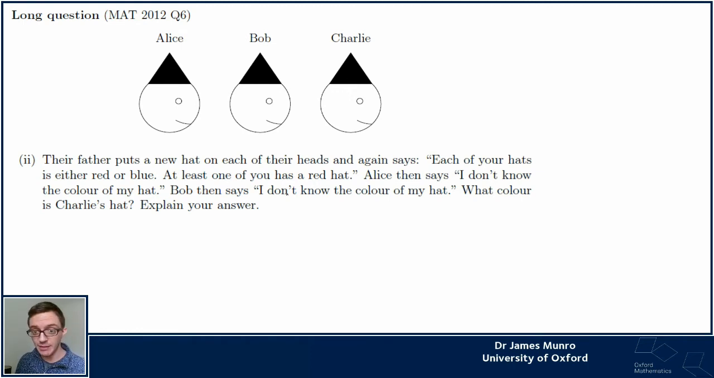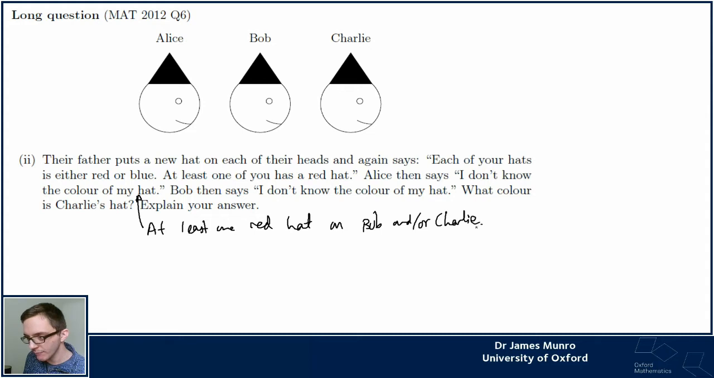Remember, in part 1 we had the case: if Alice can see two blue hats, Alice can deduce her hat colour. But in all the other cases, Alice can't deduce her hat colour. So this first statement, "I don't know the colour of my hat," means that there's at least one red hat on Bob and or Charlie. If they're both blue, then Alice would be able to deduce that.